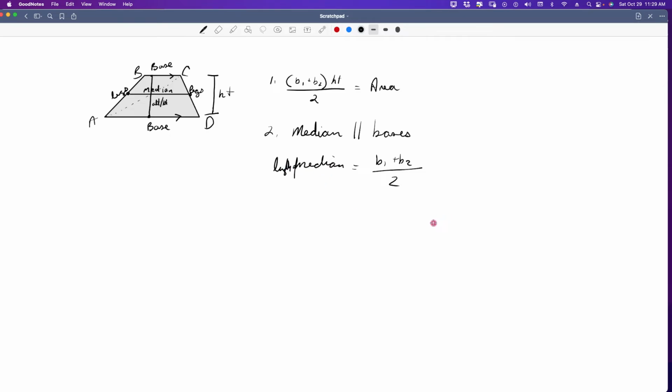So there are your other properties of your trapezoid. Now, there are different types of trapezoids. This is not a regular trapezoid. A regular trapezoid is what we call an isosceles trapezoid.